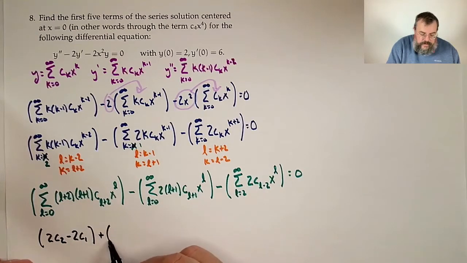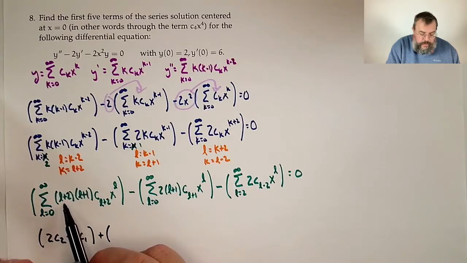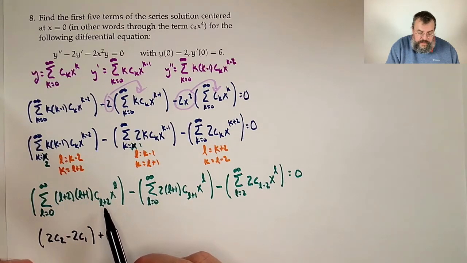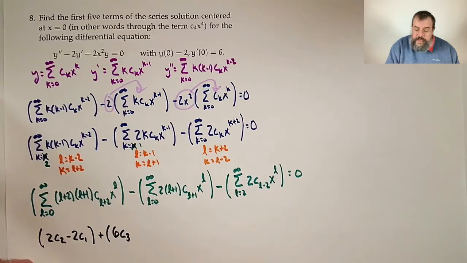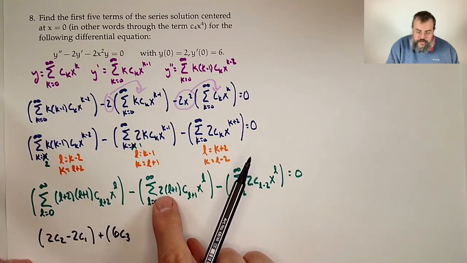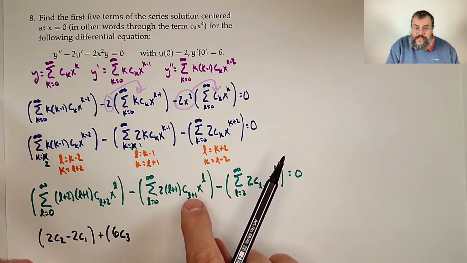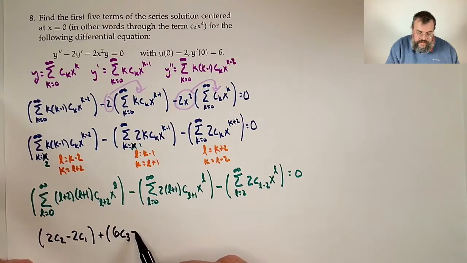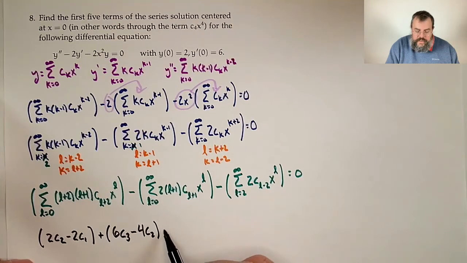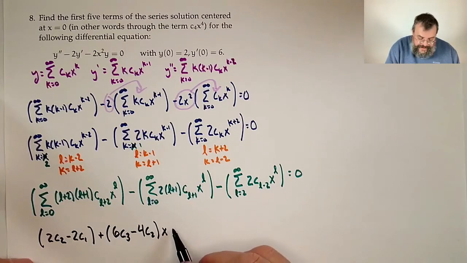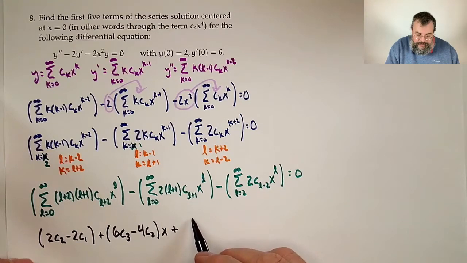Then the L equals 1 term. 3 times 2 times C1 plus 2. So that's 3 times 2 makes 6, and then C3. And here, put in L equals 1. 2 times 2 makes 4 C2. So 6C3 minus 4C2. And that's x to the 1. All right. And then we have everything else.